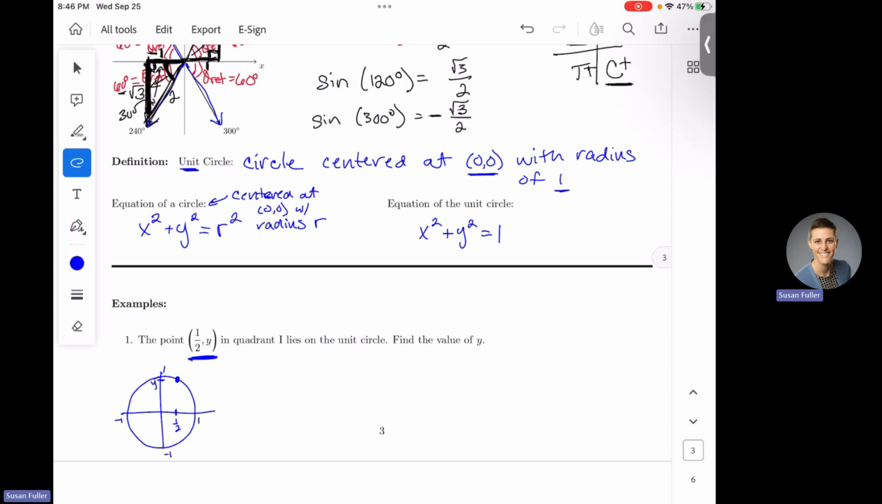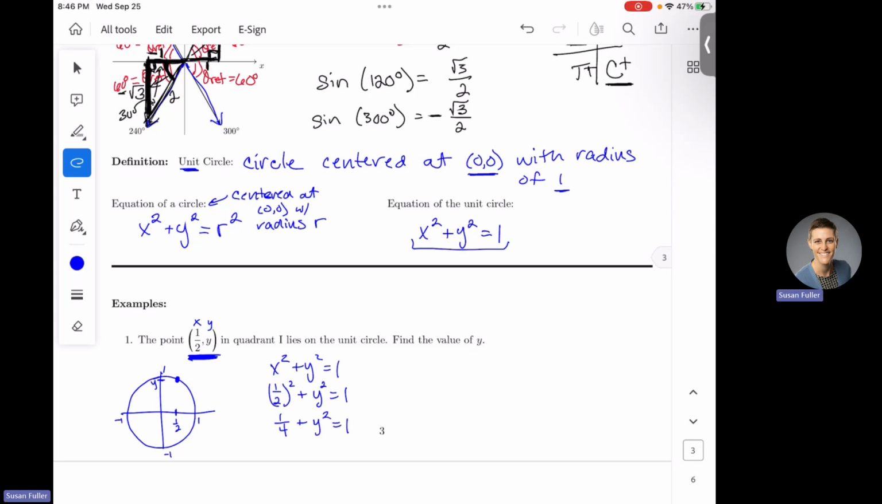Well, because this point's on the unit circle, this x and this y need to satisfy this equation. If they didn't satisfy that equation, they would not be on this circle. So in order to be on the circle, I need x squared plus y squared to be 1. My x is 1/2. I don't know what y is, so I'm going to leave it y, and I know that has to equal 1. This is now an equation I can solve. I can go ahead and square this. 1/2 times 1/2 is 1/4, plus y squared equals 1.